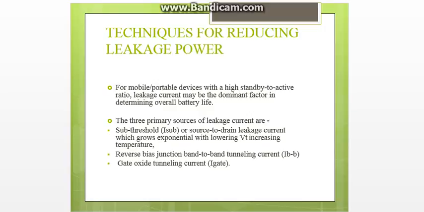Next, we'll be seeing techniques for reducing leakage power. For mobile or portable devices with a high standby to active ratio, leakage current may be a dominant factor in determining overall battery life. The three primary sources of leakage current are subthreshold or source to drain leakage current, which grows exponentially with lowering VT and increasing temperature, reverse bias junction band to band tunneling current, and gate oxide tunneling current.